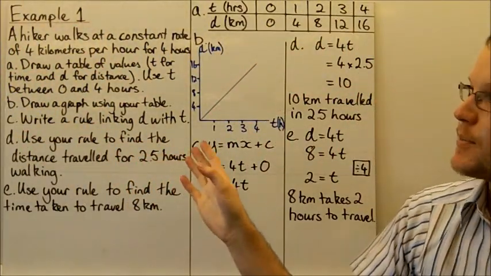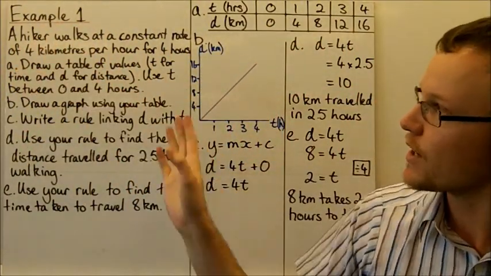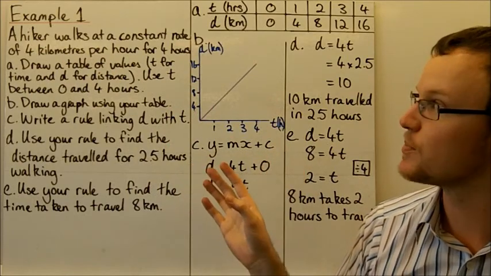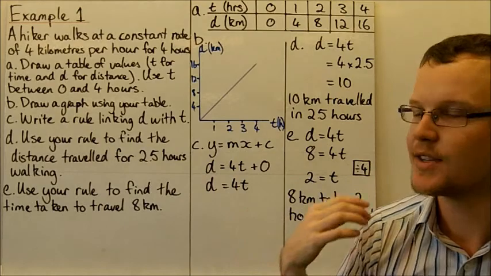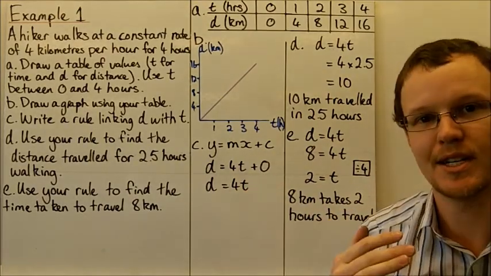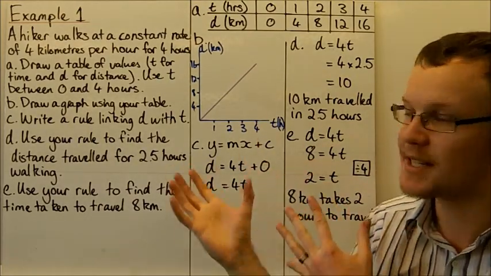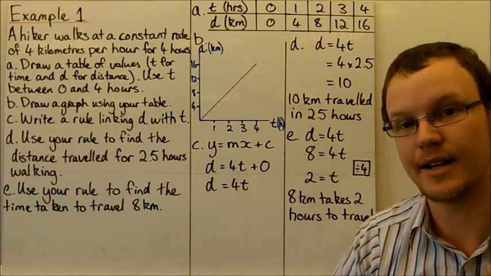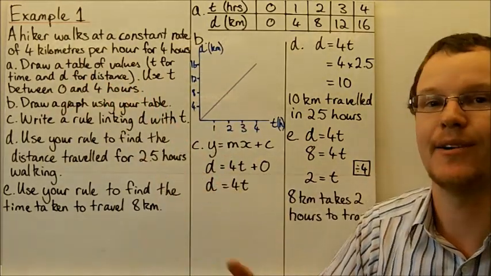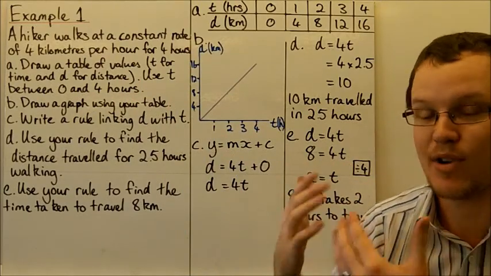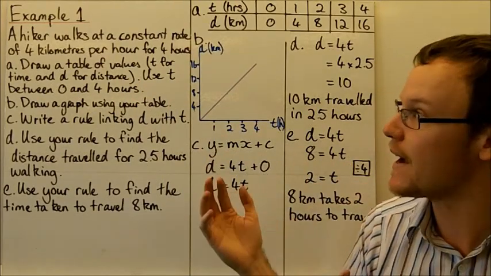Our first example: we've got a hiker walking at a constant rate of 4 kilometres per hour. We've got a constant rate of change. That means the velocity is constant, he's increasing his distance the same amount every hour. So he's travelling 4 kilometres every hour.